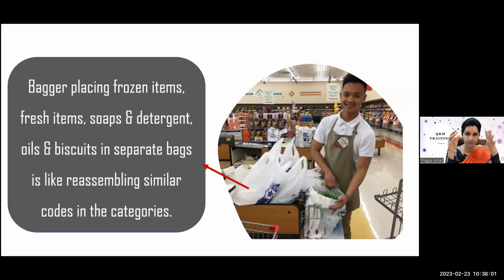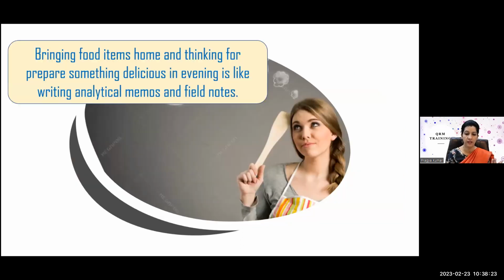Then the person categorizes that. He will put all the frozen items in one packet, all the fresh items in another packet, maybe all the meats in another packet, and if you have bought something else, in another packet. Similar looking or similarly related items he will put in one bag. So that is like making categories. That is up till the first cycle coding.